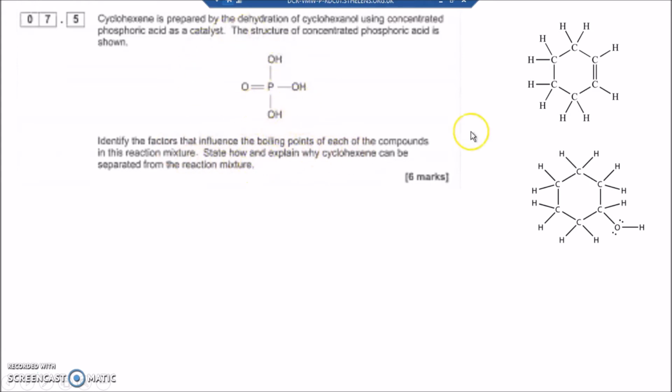Well, this is phosphoric acid. I've drawn for you cyclohexene. So hex is 6, cyclo is in a ring with an ene, a double bond, and cyclohexanol is 6 carbons in a ring with an OH in there as well. So you've got to identify which has got the largest boiling point.